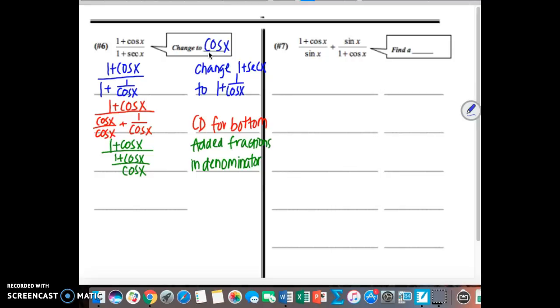Next, we will take our denominator. Since we're dividing by a fraction, we're going to multiply by the reciprocal. So we will have 1 plus cosine of x over 1 multiplied by cosine of x divided by 1 plus cosine of x. Notice now we have a 1 plus cosine of x in the numerator and in the denominator. And all we did here was multiply by reciprocals.